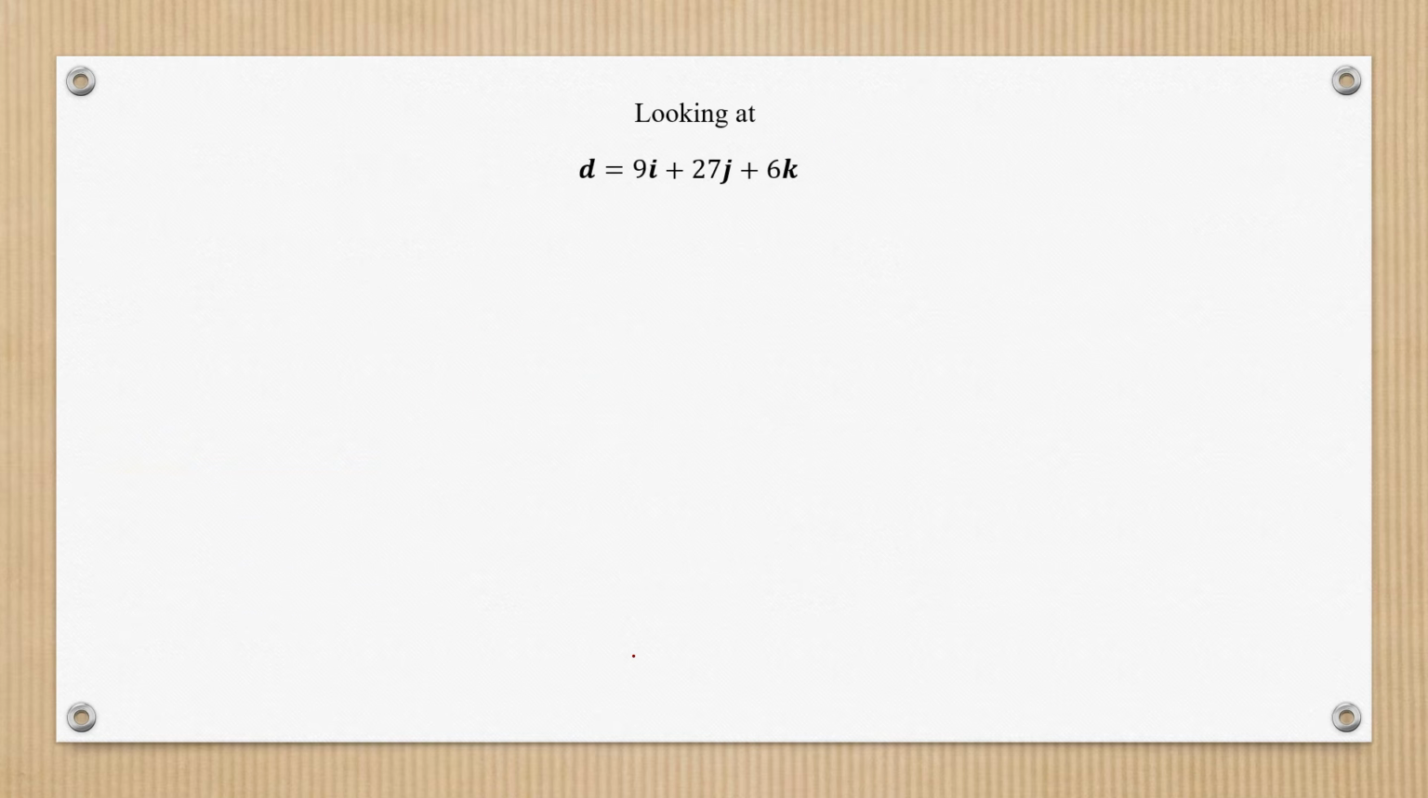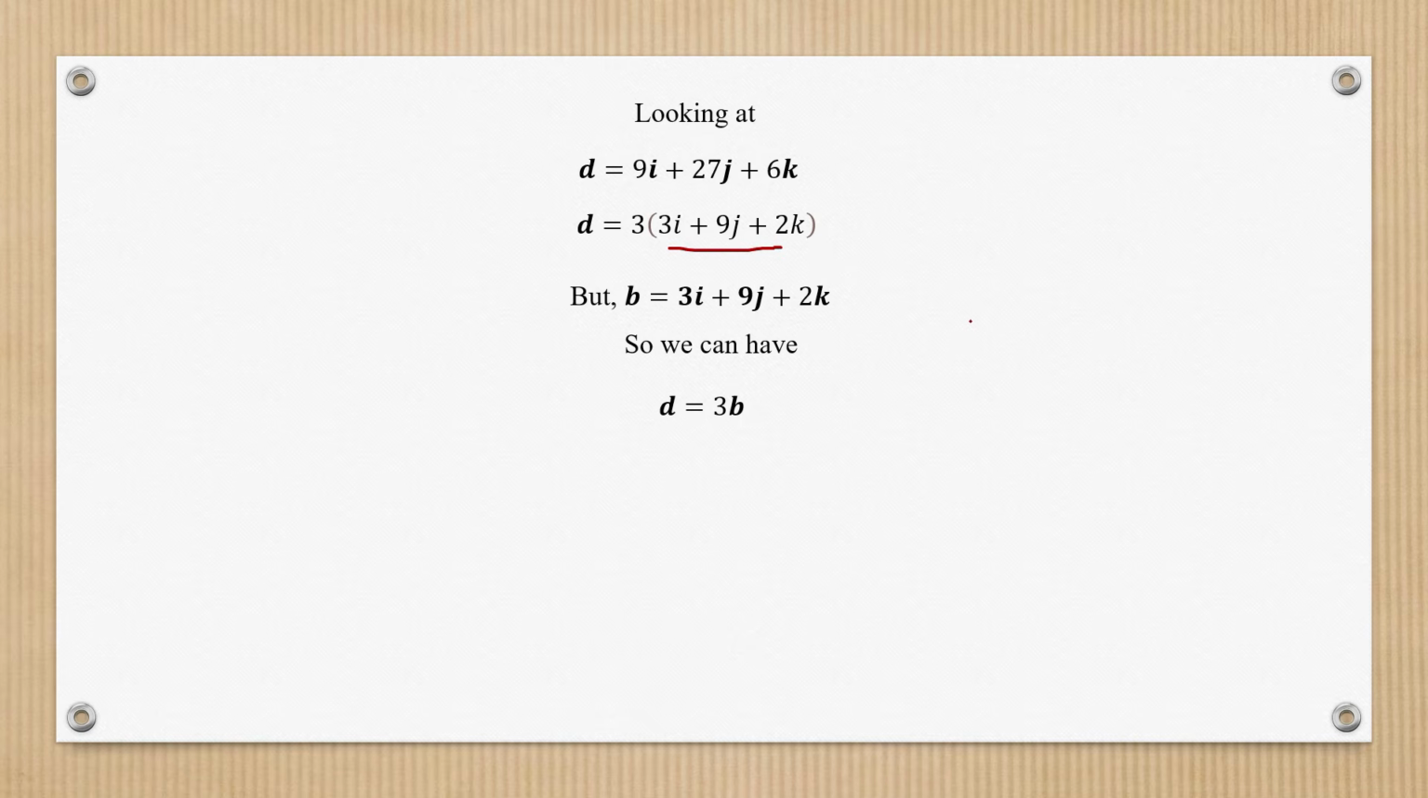Looking at d, I can see that I can factorize out a 3, and then I'll have d is equal to 3 times the bracket 3i plus 9j plus 2k. But we've seen that b is equal to 3i plus 9j plus 2k. So we can have d being equal to 3b. That means we've substituted this value with b because we know the value of b. And since that is true, this can also be written as b is equal to a third of d. This proves that b is equal to lambda d, where lambda is equal to a third.